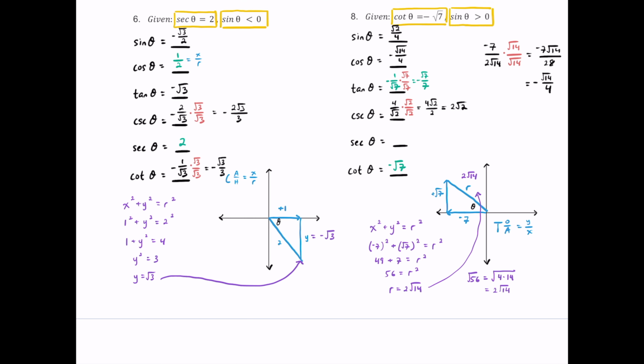And then for secant of theta, that'll be negative 4 over root 14. And to rationalize that, we'll multiply by root 14 over root 14. And we'll get negative 4 root 14 over 14. And then we can divide top and bottom by 2 to get negative 2 root 14 over 7.